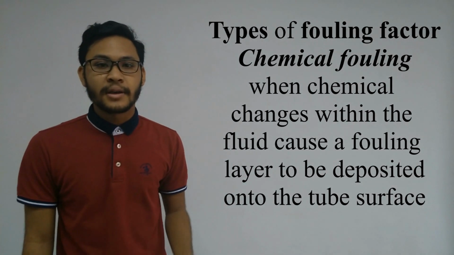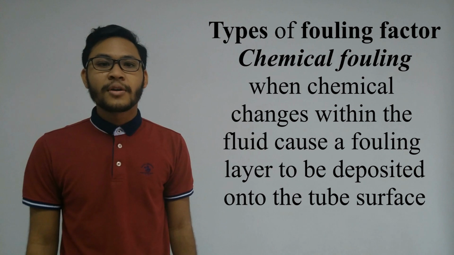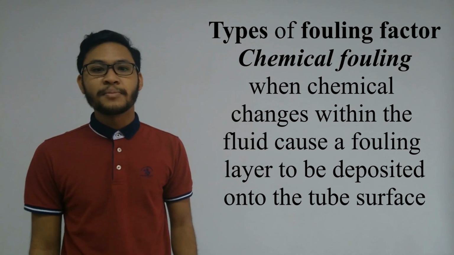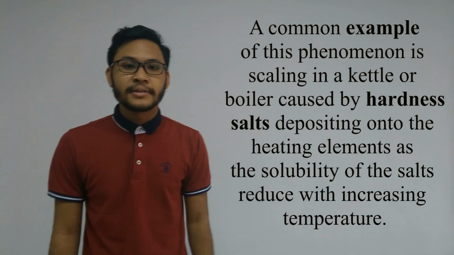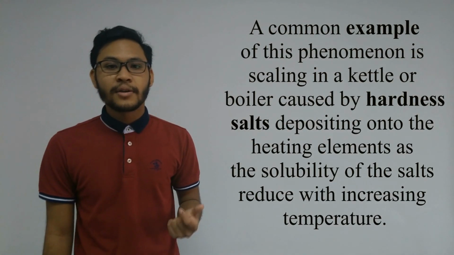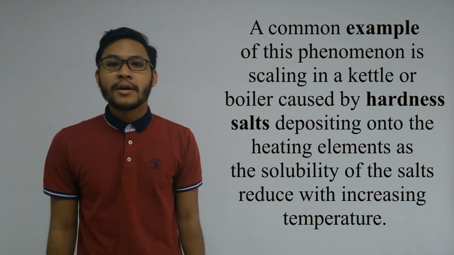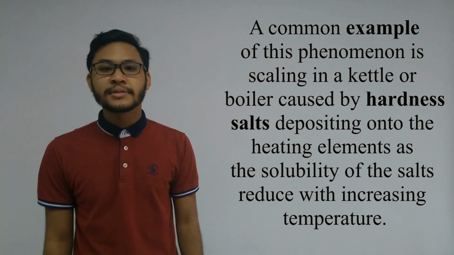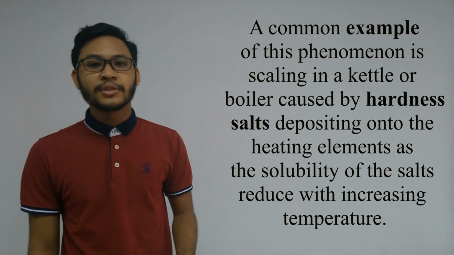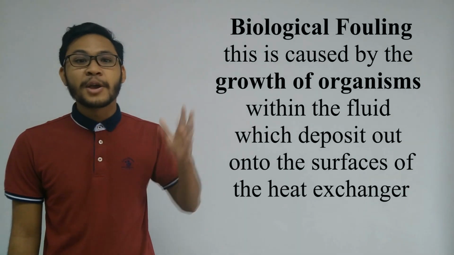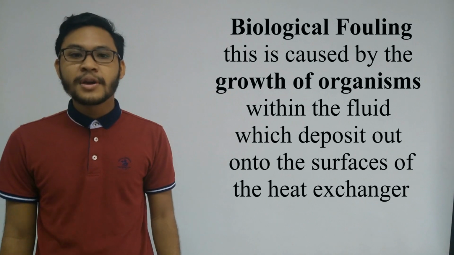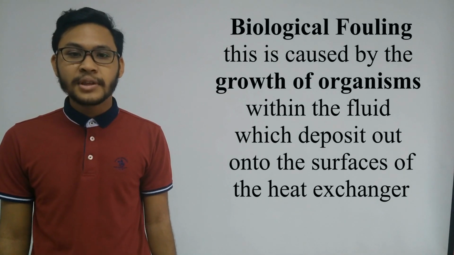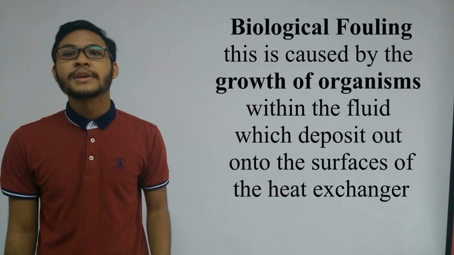Chemical fouling is when chemical changes within the fluid cause a fouling layer to be deposited onto the tube surface. For example, scaling in a kettle or boiler caused by hardness salts depositing onto the heating elements as solubility of salts reduces with increased temperature. Next fouling factor is biological fouling. This is caused by the growth of organisms within the fluid, which deposit out onto the surfaces of the heat exchanger.